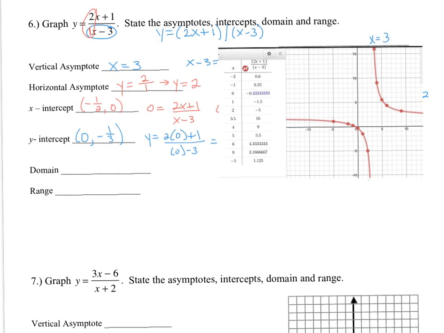So for the domain for this one, you would have negative infinity to that vertical asymptote, which is 3. So negative infinity to 3, union 3 to infinity. And then we have a horizontal asymptote that this hyperbola is not going to cross over, so that affects your range. Negative infinity to 2, union 2 to infinity.